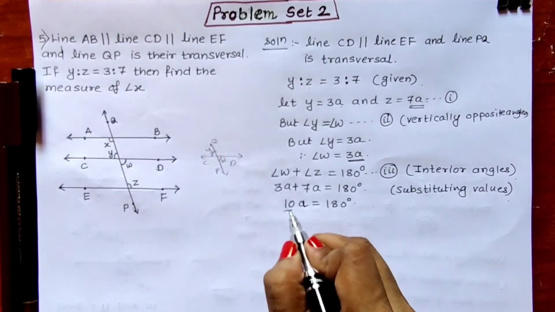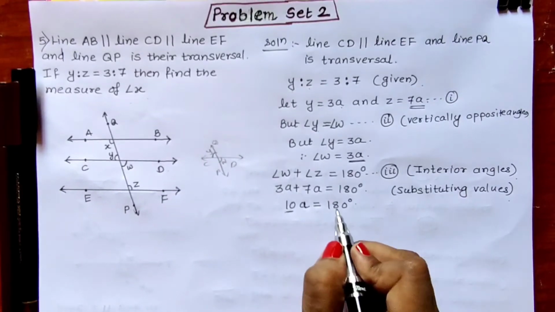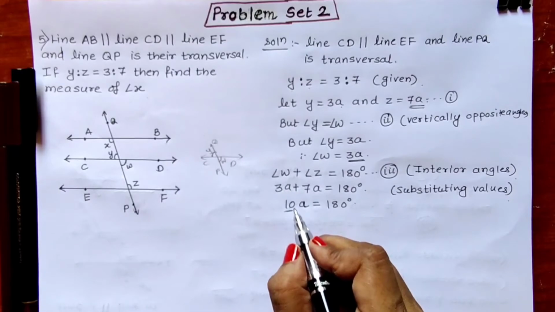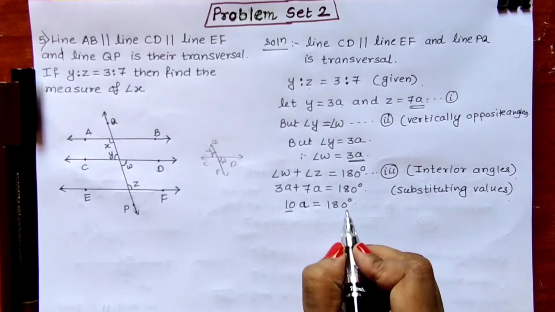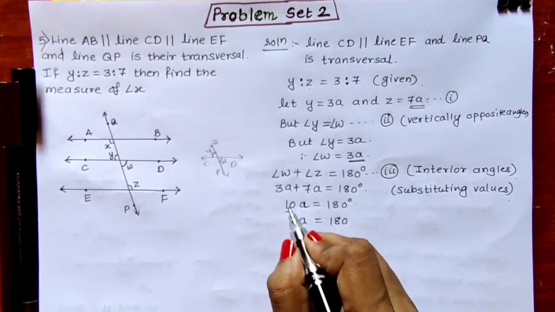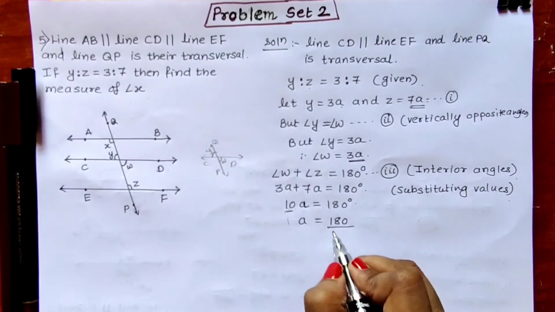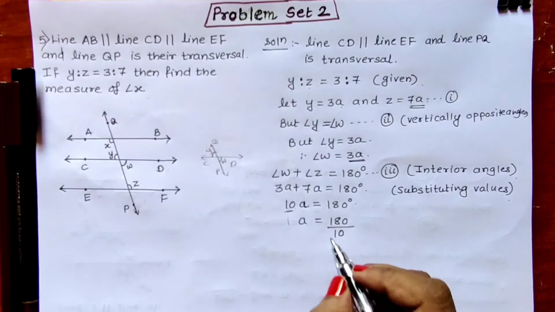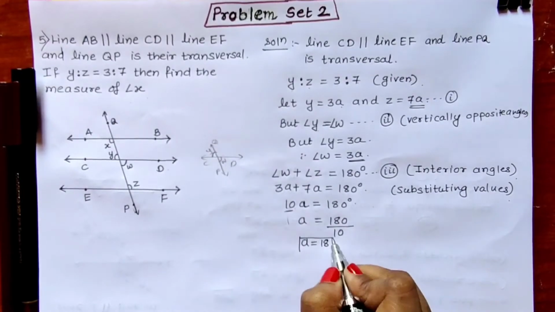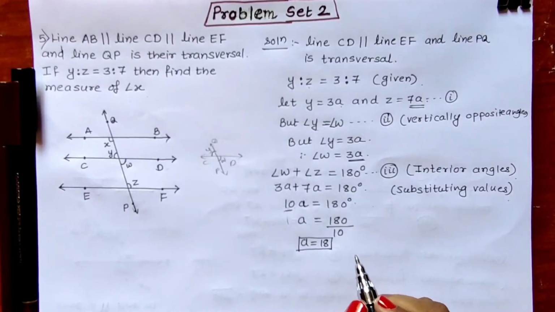Now this 10 we can transfer from left hand side to right hand side. Here 10 multiply by a. 10a means always there is a multiplication sign, so when you transfer it becomes divide by. A as it is I write, 180 as it is. Only this 10 we are going to transfer, it becomes divide by. So 180 divided by 10 is 18. Answer is 18. So A value we have got 18.